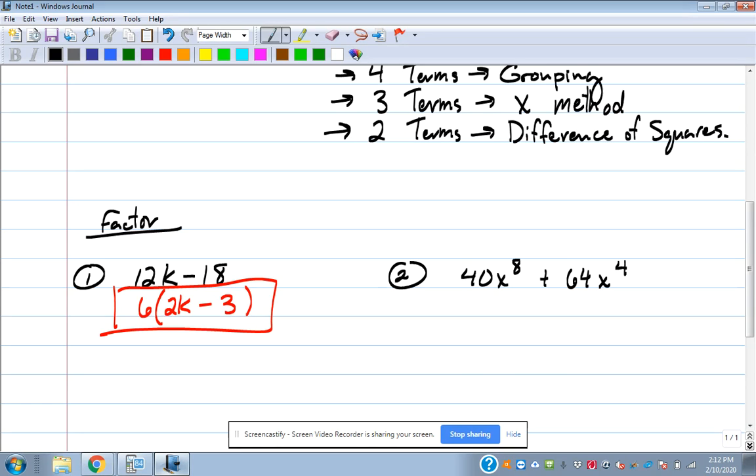40 x to the 8th and 64 x to the 4th. 8 goes into 40 and 8 goes into 64. True. And that's pretty big. Is there anything bigger that goes into 40 that might go into 64?